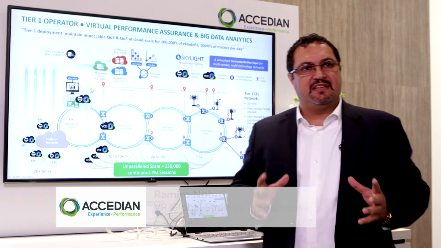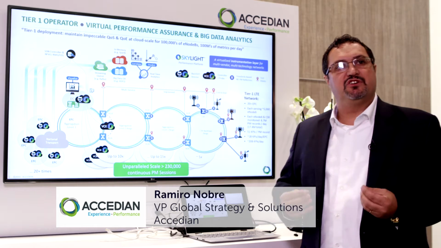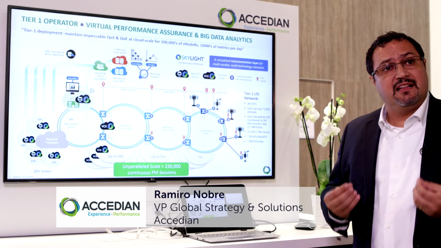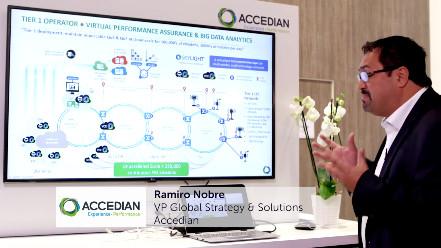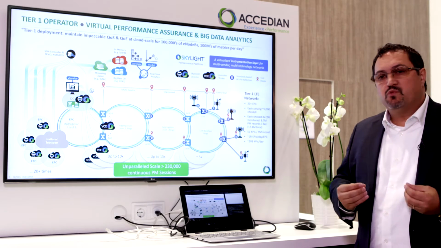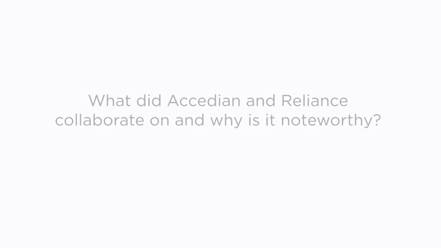Well, what we're going to show you today is an example of how Reliance Jio has used the Exedian Skylight solution to provide near complete visibility of their network. It's one of the best practice examples that I can think of providing total network visibility with zero hardware dependency.